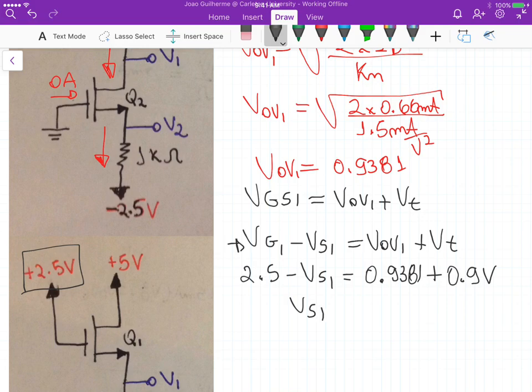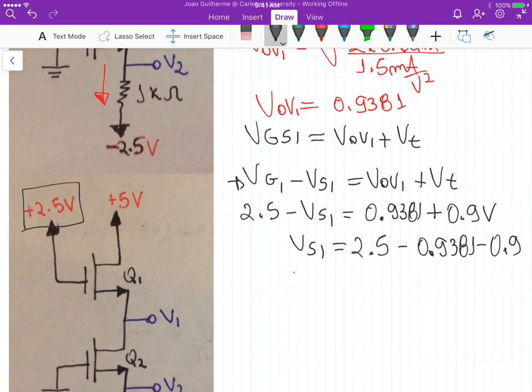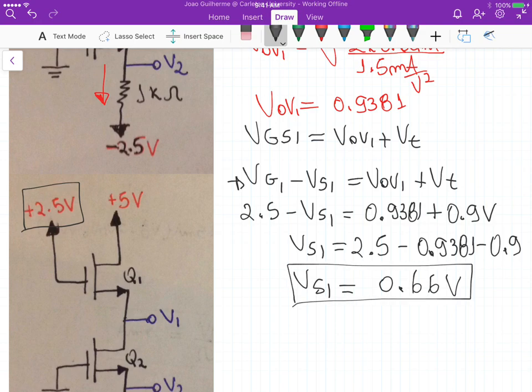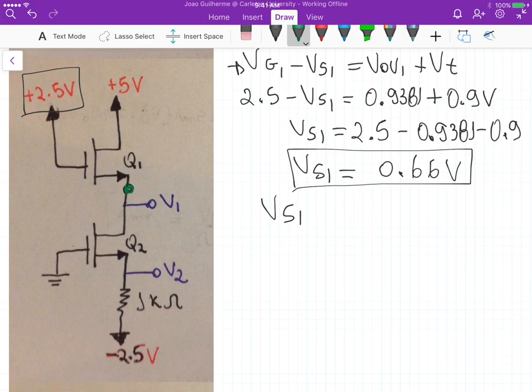Okay, so VS1 is equal to 2.5 minus 0.9381 minus 0.9. And this gives us VS1 equals 0.66 volts. And now if you remember VS1, which is this potential right here, let me show you the entire circuit. This potential here is actually equal to V1. So V1 is equal to 0.66 volts.